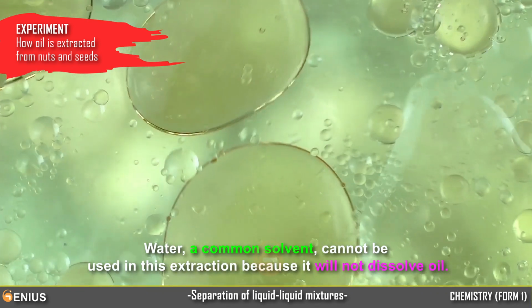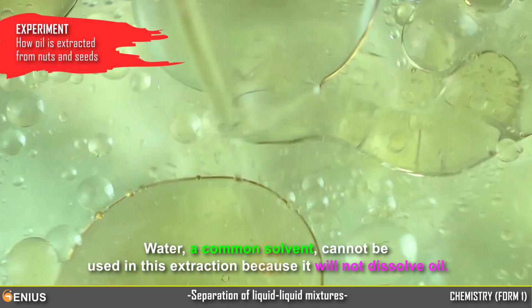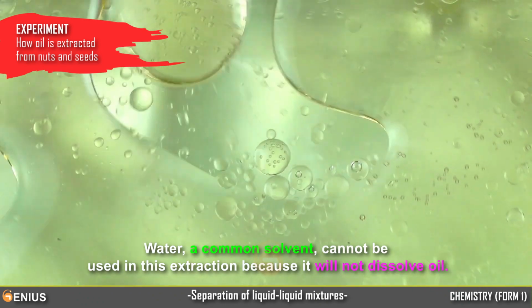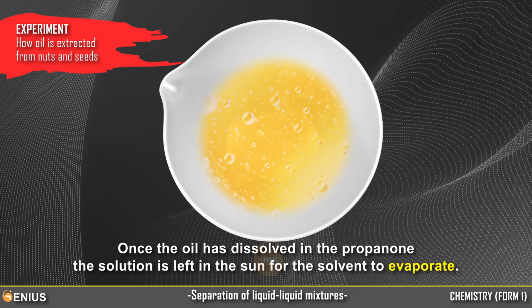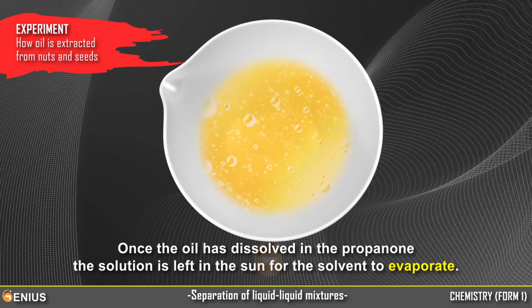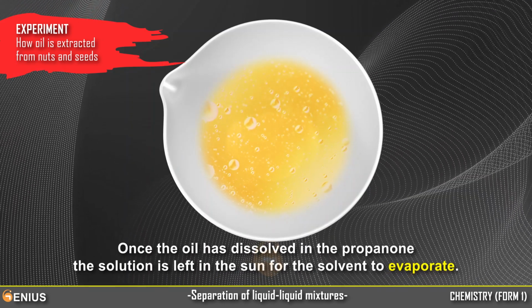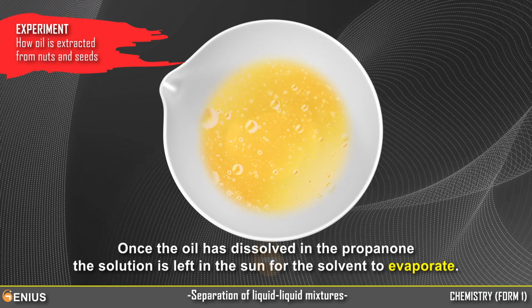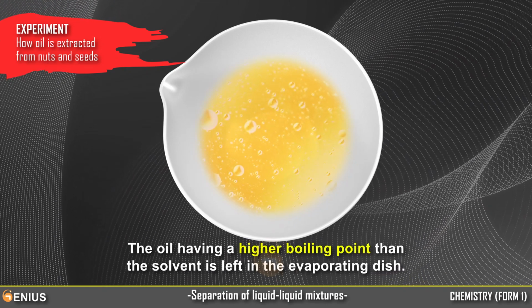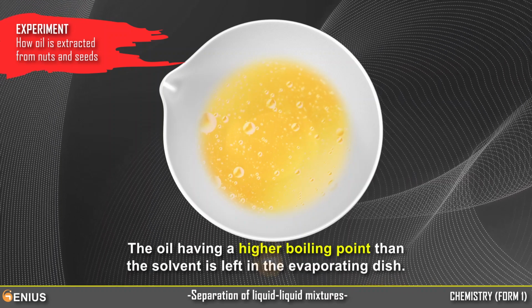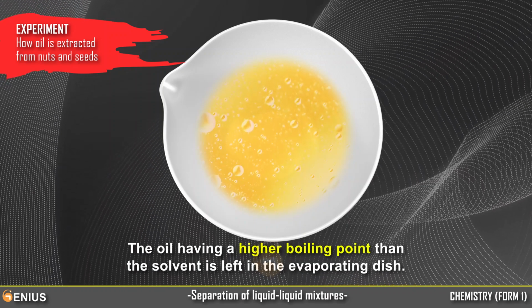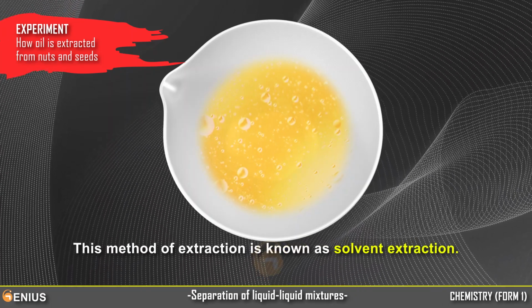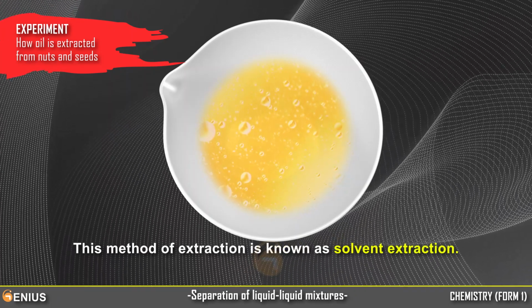Water, a common solvent, cannot be used in this extraction because it will not dissolve oil. Once the oil has dissolved in the propanone, the solution is left in the sun for the solvent to evaporate. The oil having a higher boiling point than the solvent is left in the evaporating dish. This method of extraction is known as solvent extraction.